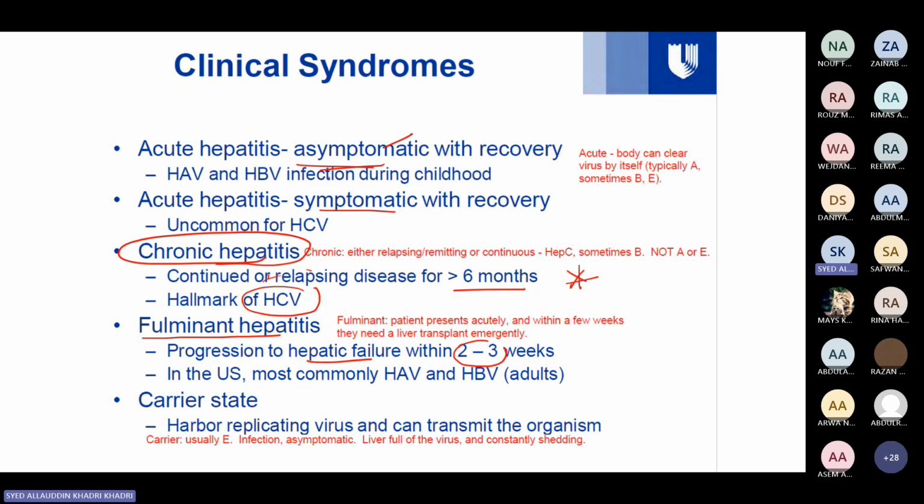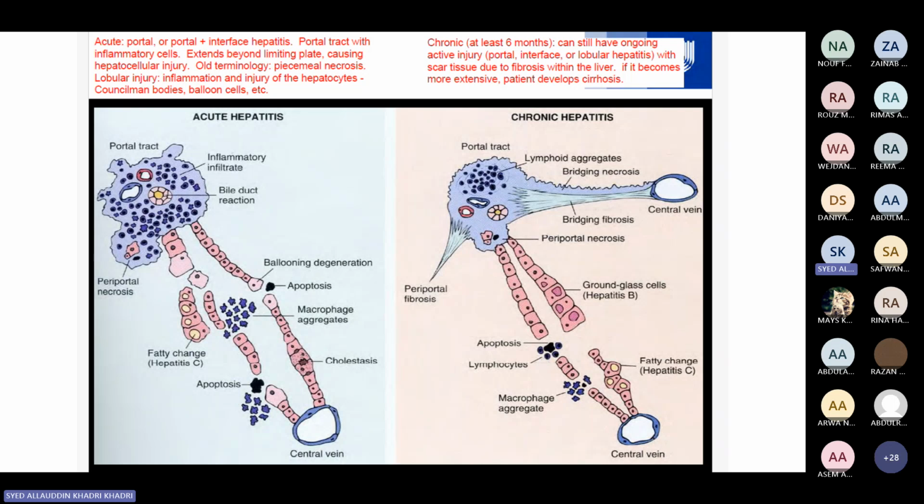In the United States, it is most commonly caused by hepatitis A and B. Okay, very important. You should know it. Hepatitis A or B. Carrier state, we have in this particular Ibrahim case, harboring replicating virus that can transmit the organism. So it's very important to understand shedding of the organism. Now, this is basically the acute hepatitis.